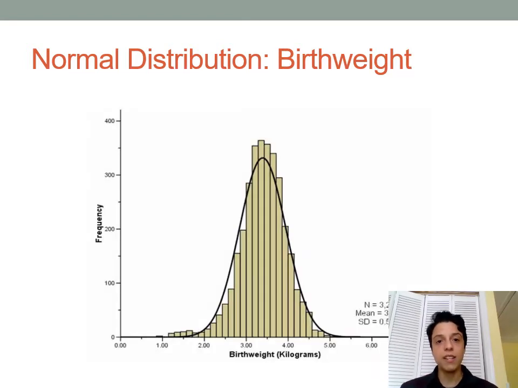This is another example of a normal distribution. This would be the birth weight of babies, and here it's in kilograms, but you can see that most babies are born with a birth weight of around 3.5 kilograms, and then you have fewer and fewer babies who are likely to be born very, very underweight, and then fewer and fewer babies who are likely to be born very, very large. So this is another example of a normal probability distribution.